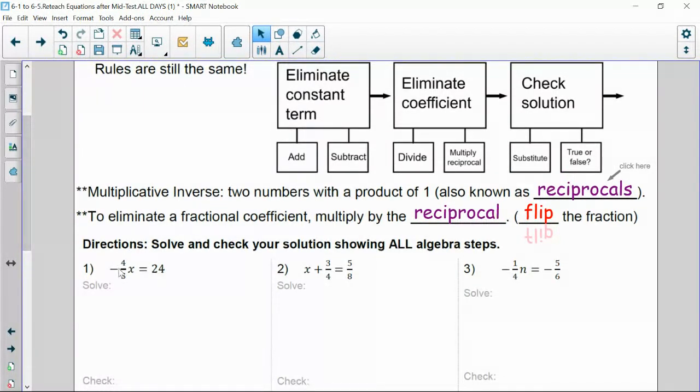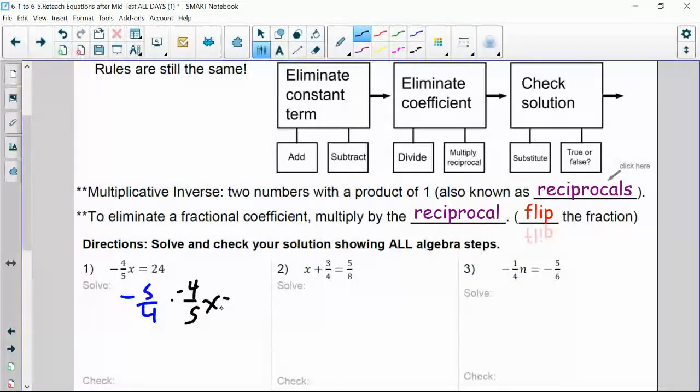So looking at my first one here, it's a 1-step this time. Okay, all of these on this side are 1-step. So you're either going to get rid of a constant or a coefficient. So this first one is a coefficient because it is showing that it's being multiplied. Okay, so that means I have to multiply by the reciprocal because it is a fraction. So my job here is to take my negative 5/4 times my negative 4/5, and x equals 24.